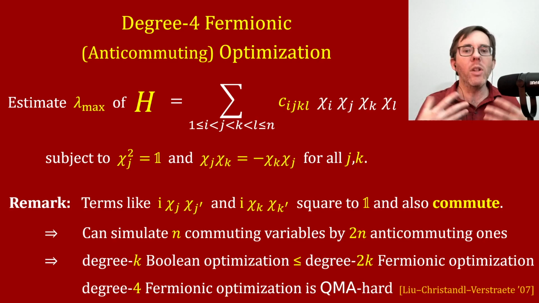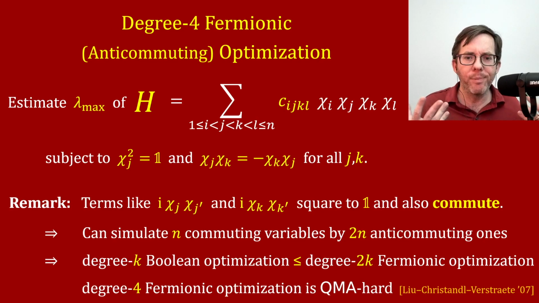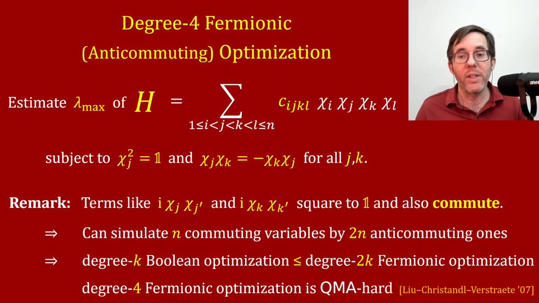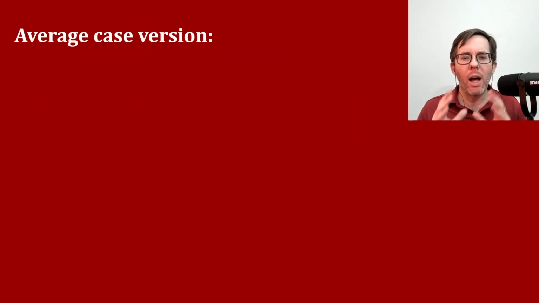Now, this is only for exact or near exact optimization, and we actually know that max cut is not actually that hard for the purposes of approximation. It has quite good approximation algorithms using semi-definite programming. So some of the results in our work are about the extent to which these approximations extend to degree 4 fermionic optimization. But our main interest in the work is not the worst case version of the problem.